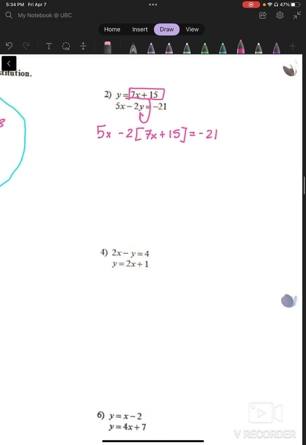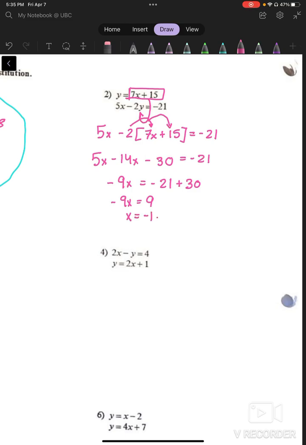Here I'll do the same thing. I'm going to distribute the negative 2 to the 7x and the 15. So 5x minus 14x minus 30 equals negative 21. So negative 9x equals negative 21 plus 30. So negative 9x equals 9, and x equals negative 1.